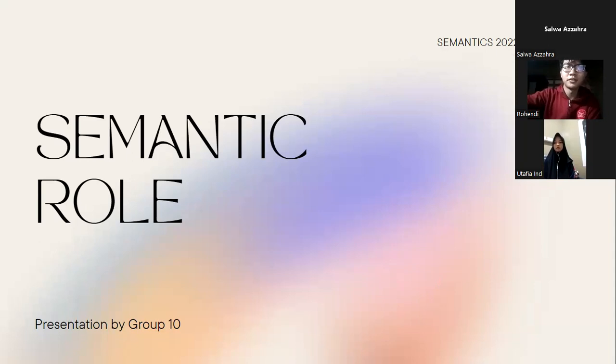Today we're going to discuss our material about semantic role with our group. Before we start our conversation with this material, I would like to introduce you to our members. First of all, my name is Roehendi, and there is Utafia Indriyati and Salwa Azzahra.